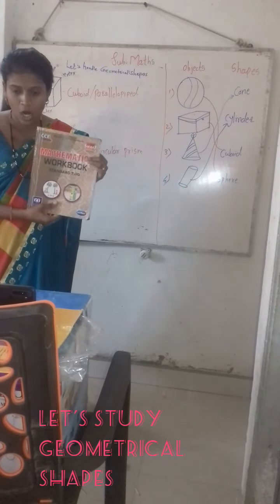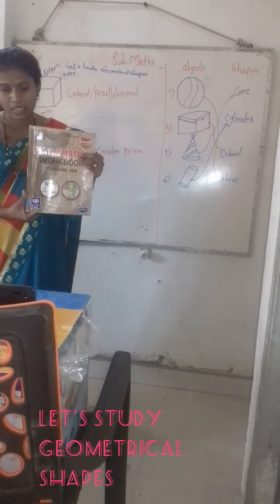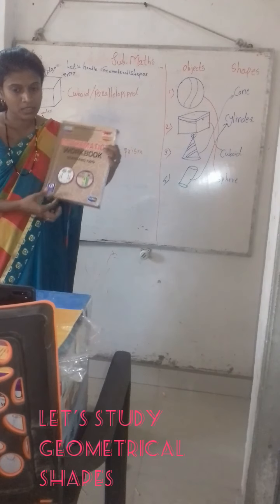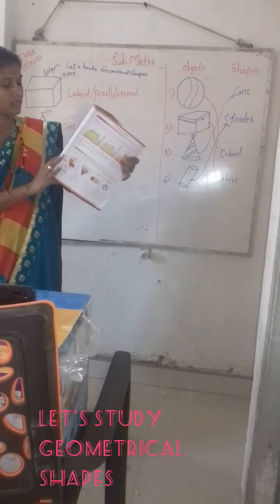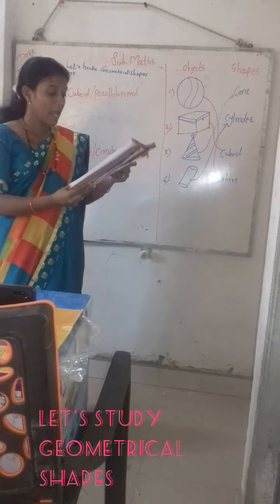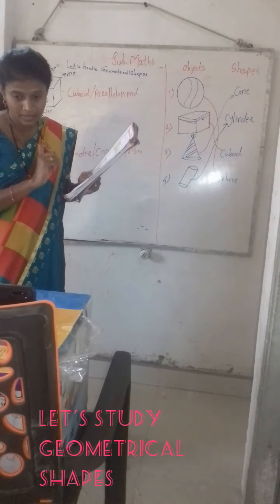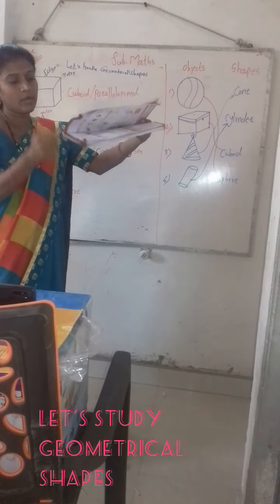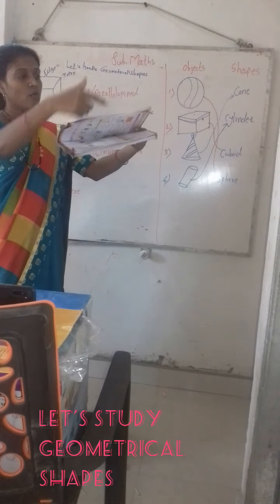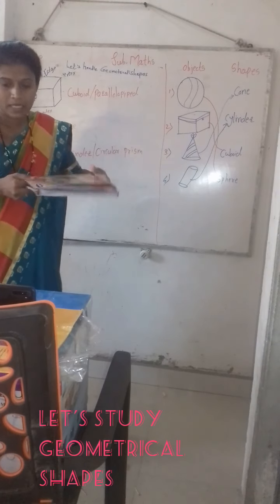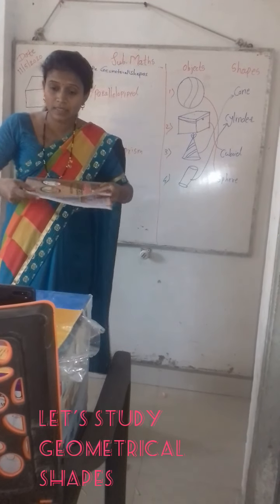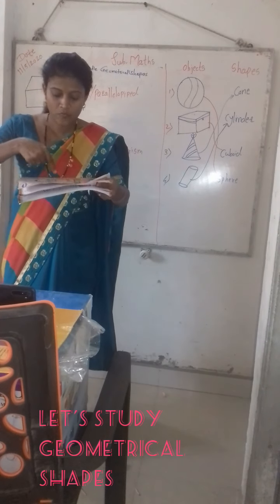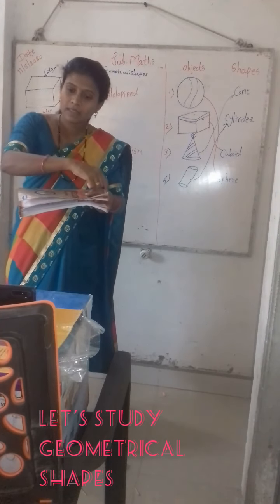Can you see the book? How many edges does the book have? Can you tell me how many edges? See here, we will study about this. It has 6 bases, means first 1, 2, 3, 4, 5 and 6.